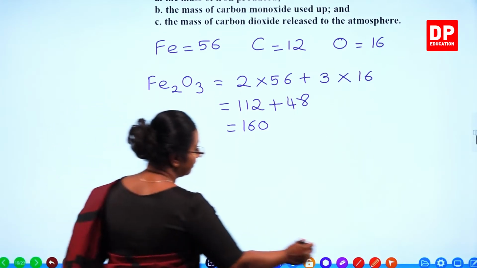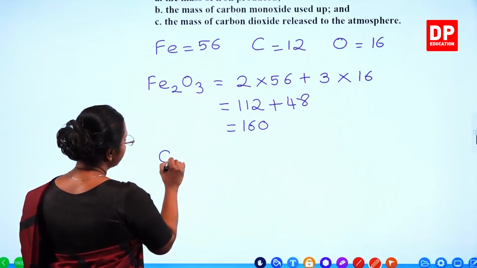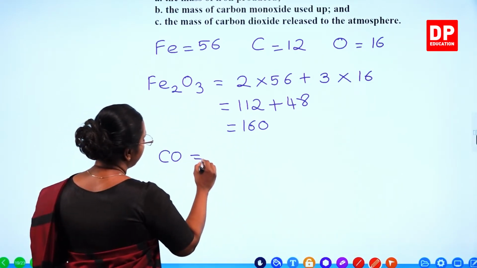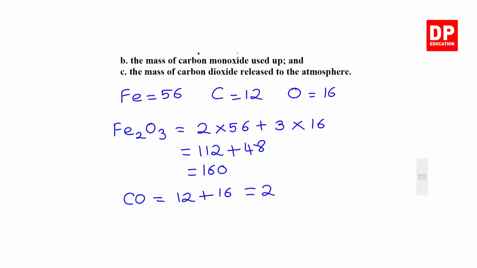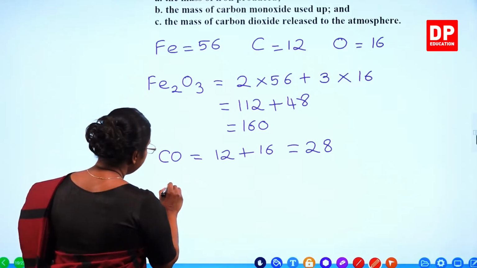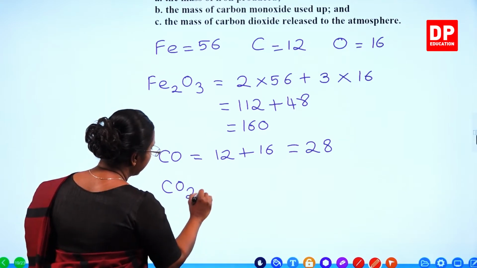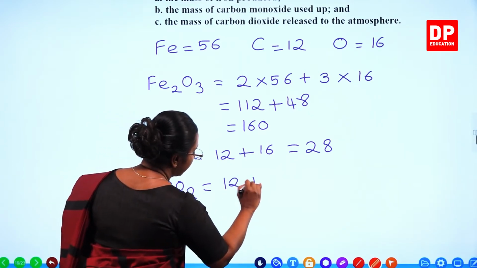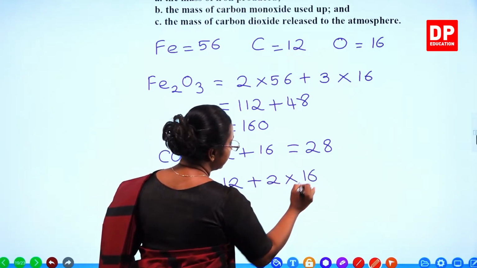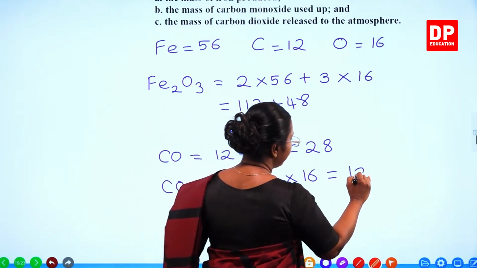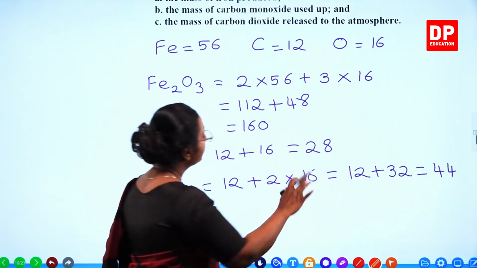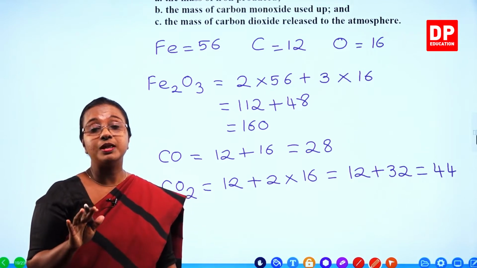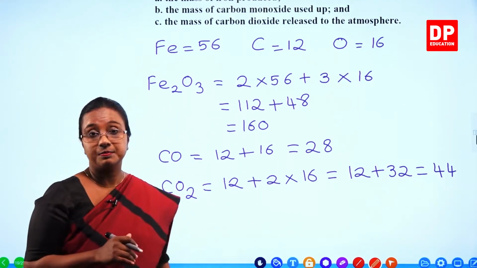Then if we calculate for carbon monoxide, that is of course easy. Carbon 12, oxygen 16. So directly you get the value as 28. 12 plus 16, 28. The same way if we are to calculate for carbon dioxide. Carbon 12, but there are 2 oxygen atoms, 2 into 16. So that is going to be 12 plus 32, 44. So those are the relative molar masses of these compounds.